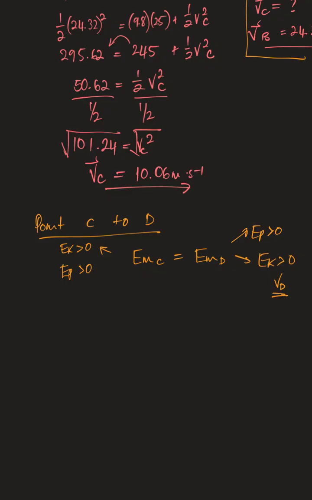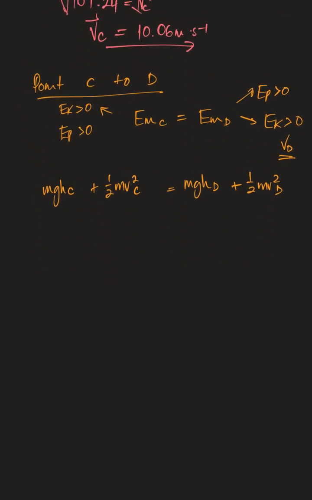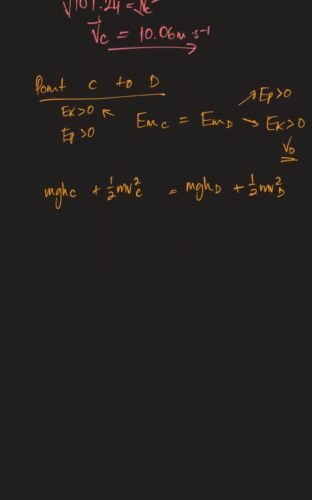Right. So let's get our formula written down. We have to use all of it. So I'm going to go mgHc plus half mv squared c is equal to mgHd plus half mv squared d. Great. Right. Mass I'm going to factor out, so I'm left with gHc plus half v squared c is equal to gHd plus half v squared d.